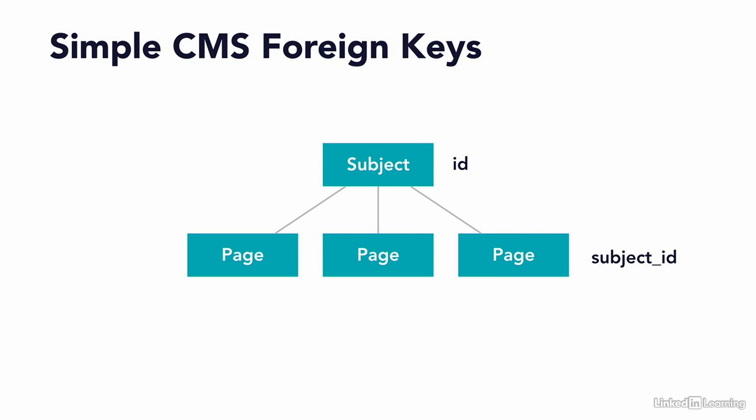Then we have a series of pages. They have an ID as well, but they also have another column called subject_id. It can be named something else, but that's the Rails convention. subject_id is a foreign key to the subjects table, and it stores the ID of the subject table so that a page can look to that value and know which subject it belongs to.